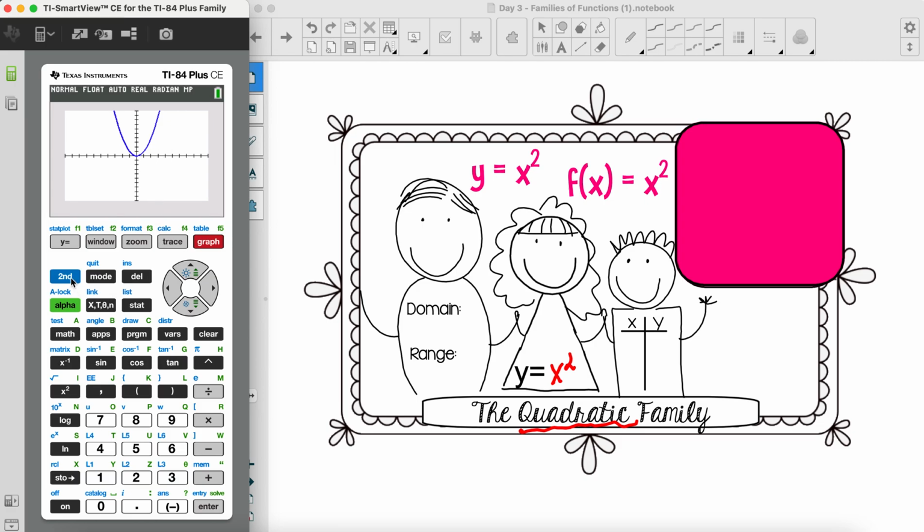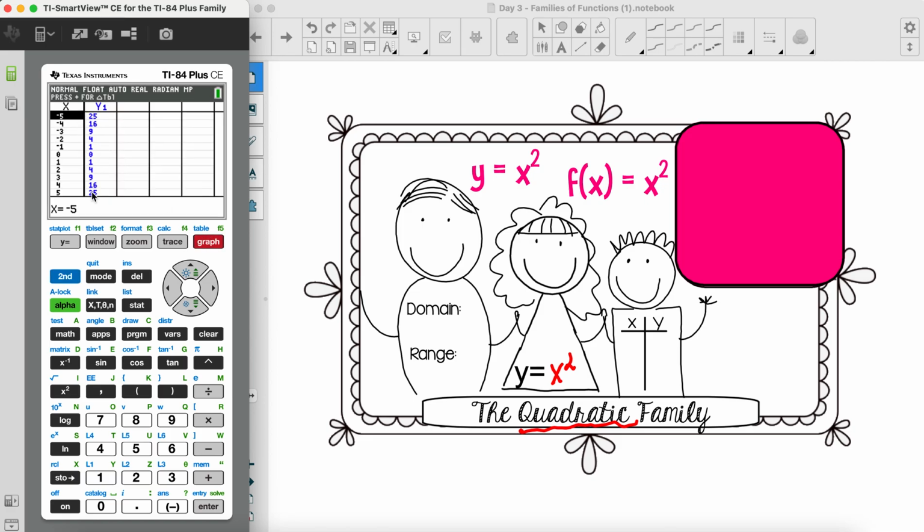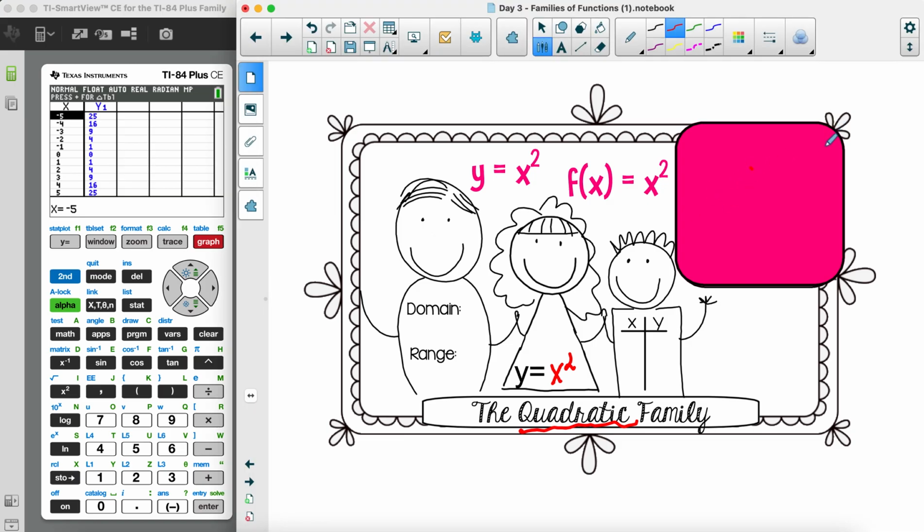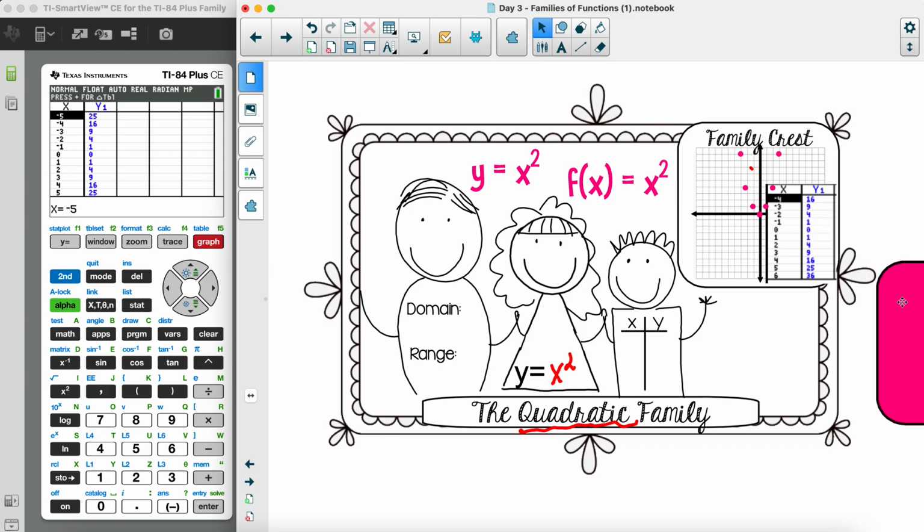If I want that table of values in order to graph it, remember you're looking for that rainbow. Because my calculator is already scrolled up to -5, I can see my quadratic function. I could see the rainbow, so therefore I could graph it very easily, right? Just let me move this out of the way.